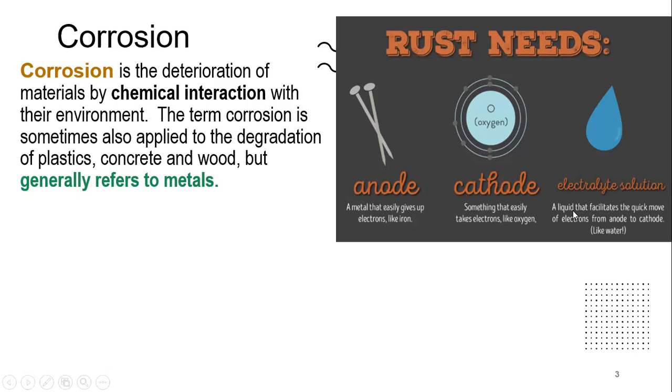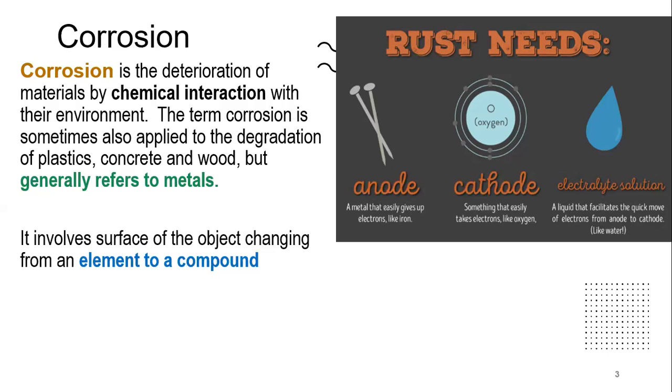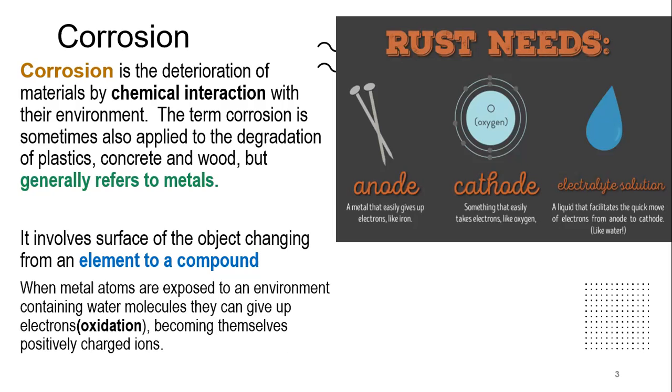So corrosion is the deterioration of materials by chemical interaction with their environment. The term corrosion is sometimes also applied to the degradation of plastics, concrete, and wood, but generally it refers to metals. It involves the surface of the object changing from an element to a compound. When metal atoms are exposed to an environment containing water molecules, they can give up electrons, oxidation, becoming themselves positively charged ions.